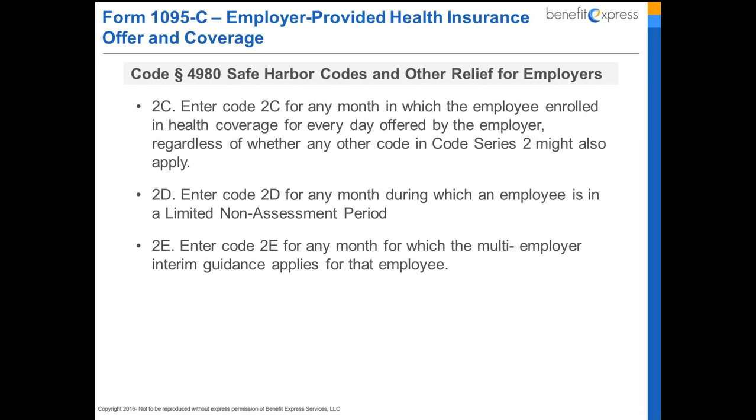Now, 2E. 2E is used, it says there, in which the multi-employer interim guidance applies. What does that mean in layman's language? If you have any employees who are union employees covered by a union plan, and you check with the union, and that union plan is affordable minimum value coverage, for any month you contribute for that union employee, in line 14 you use 1H. In line 16, you put 2E. So for any union employee that works for you and you contribute to the union plan, 1H in line 14 and 2E in line 16.